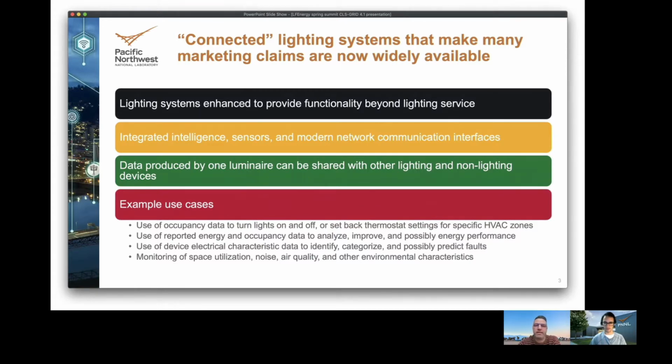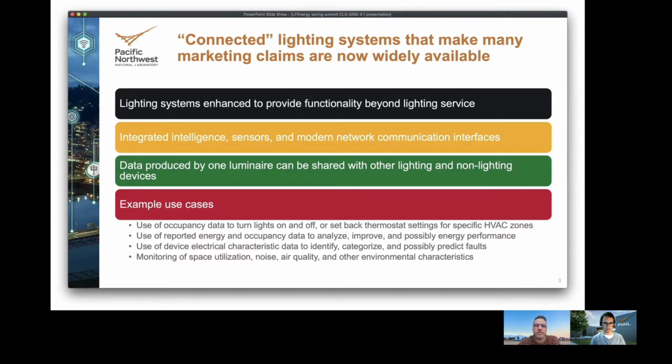So these connected lighting systems are now widely available, and they're making an increasing amount of marketing claims. In general, these systems have been enhanced to provide functionality beyond lighting service. This functionality is typically the result of increased integrated intelligence, integrated sensors, and more modern network communication interfaces. The net combination of that is lighting systems that can produce data and share that data with other lighting and non-lighting systems. And this is where the marketing claims really start to appear.